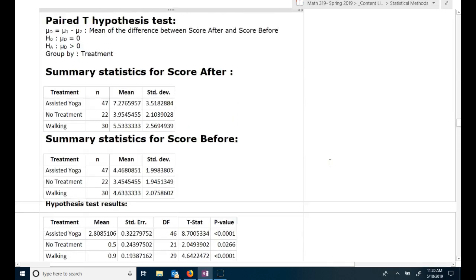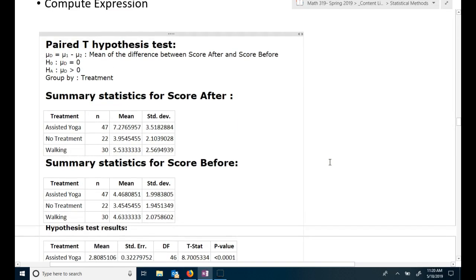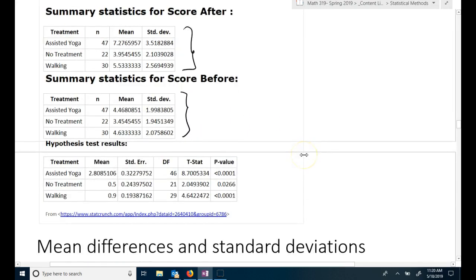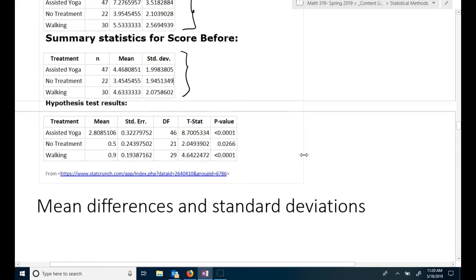Now, what I'm going to get then is something called the mean difference. All right, so these are sample statistics for the scores before and scores after. They don't actually play a role too much inside of our calculations. What plays a role, okay, is this thing right here. For the assisted yoga, it tells me that D bar is going to equal 2.808. So the average difference for our assisted yoga group is a change in the Barthel score of 2.808. That's pretty significant, okay?